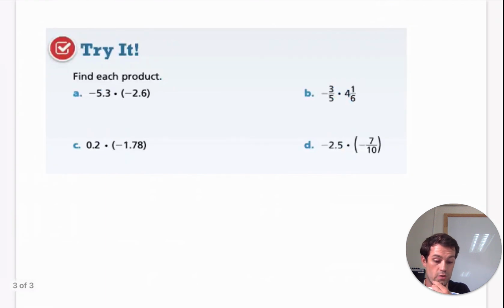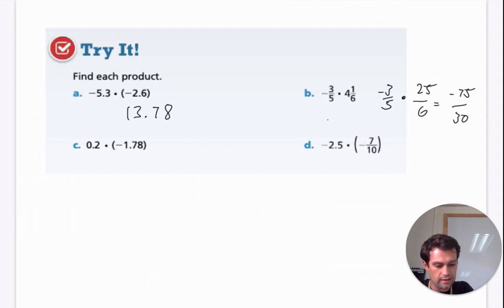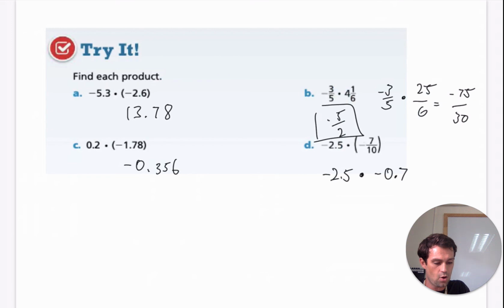All right, you can go ahead and do these on your own. So the first one, you should have gotten 13.78. This one here, convert your mixed number, so negative 3 over 5 times 25 over 6, which is negative 75 over 30. You should get negative 5 over 2 when you simplify it. This one here, you should get negative 0.356.